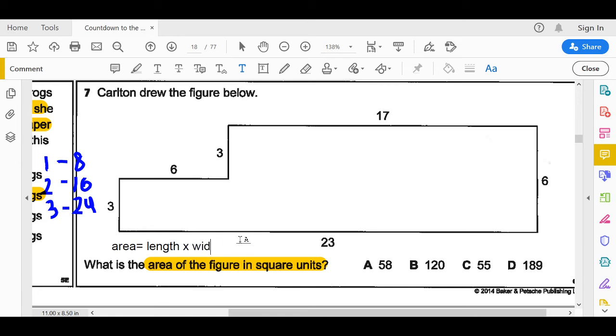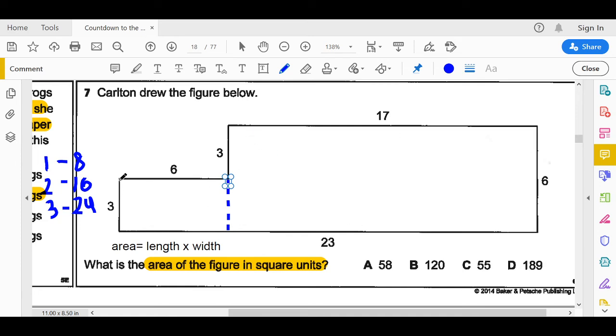Length times the width, okay? The area, we're going to find it with a multiplication, but first of all, we have an irregular shape. Remember, the first thing we're going to do is draw a dotted line here, as I'm doing, to separate the two rectangles. This is a smaller rectangle and a bigger one.